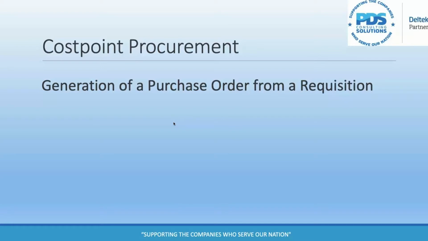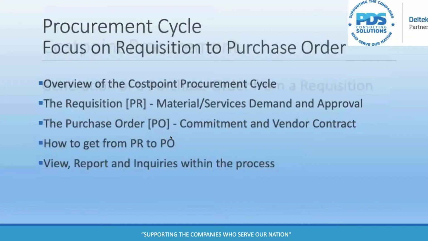The process that we're going to go through in today's session is in about 5 sections. We're going to do a quick overview of the entire Costpoint procurement cycle, and then we're going to dive right into the requisition and take a look at requisitions that are in the system that have been approved and they're ready for the buyer to actually create that vendor PO.